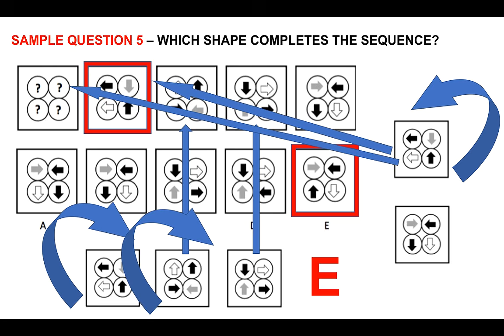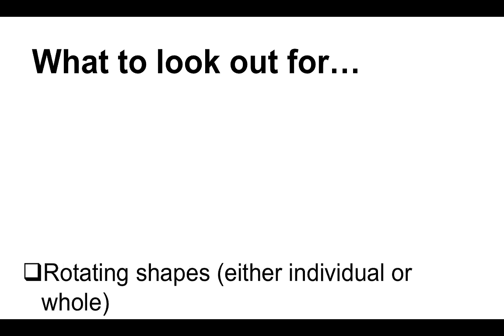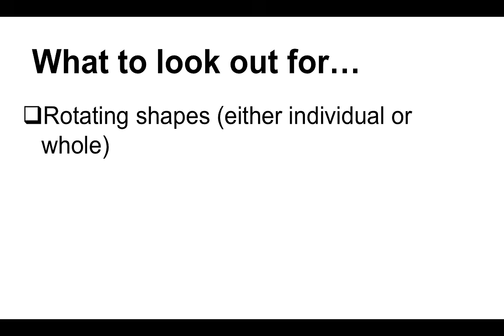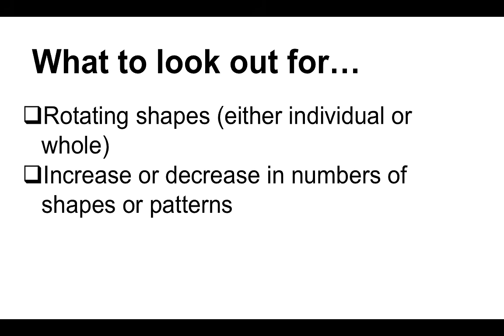Now, obviously, upon first inspection, it looks really tricky, and most people won't be able to answer that. But if you know what to look for in these kind of questions, it becomes relatively straightforward. And this is what to look out for. So take a note of these. Rotating shapes, either individual shapes or as a whole. Now, in that last question, it was the entire shape that was rotating.